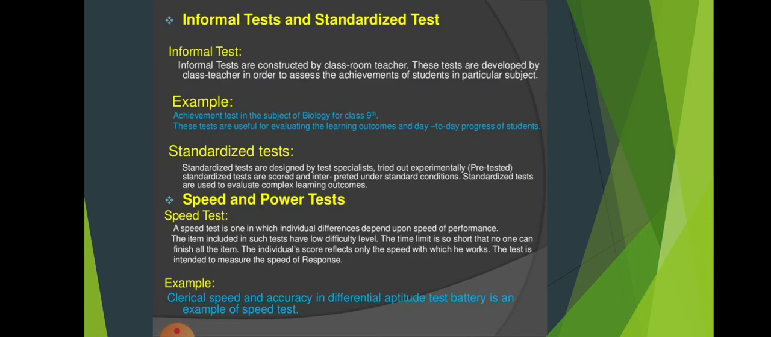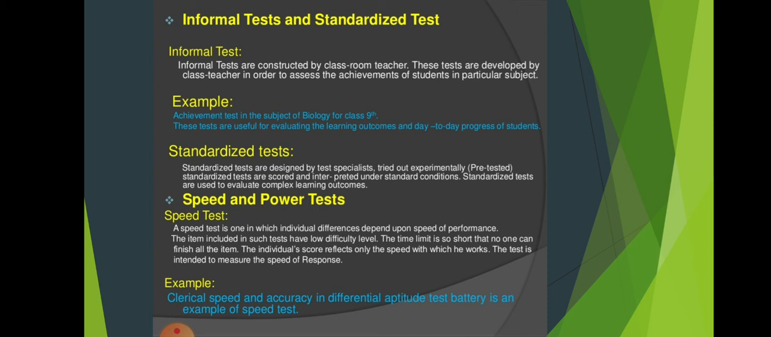Now we'll talk about informal tests and standardized tests. What are informal tests? Informal tests are classroom tests constructed by the teacher. These tests are developed by the class teacher in order to assess the achievement of students in a particular subject, for example, an achievement test in the subject of biology for class 11th or class 9th. Now we'll talk about standardized tests. Standardized tests are designed by test specialists, tried out experimentally, and pre-tested. Standardized tests are scored and interpreted under different conditions, and they are used to evaluate complex learning outcomes.